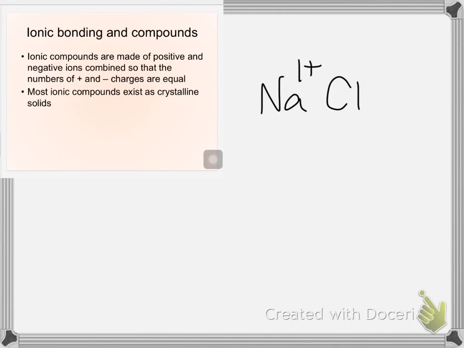Chloride, group 17. What's the charge on chloride ions? 1. Positive or negative? Negative. It's gained an electron. It's got 1 more electron than proton. It's going to be negative. I see some furrowed brows.